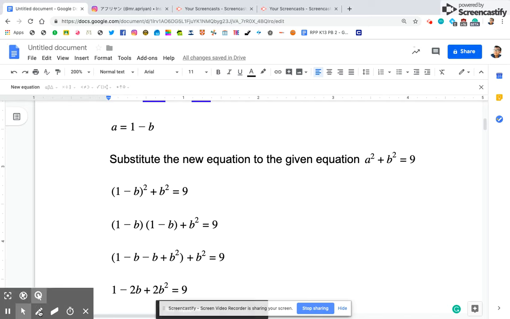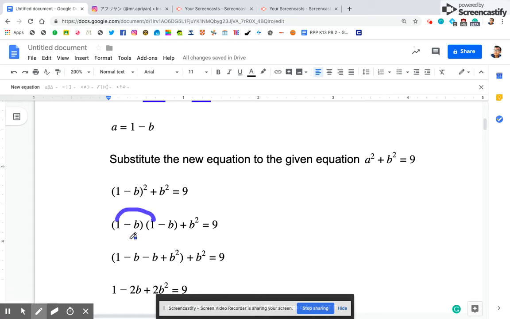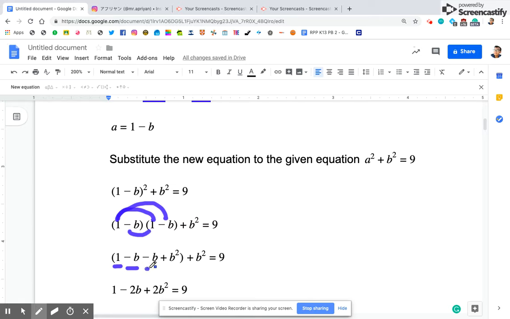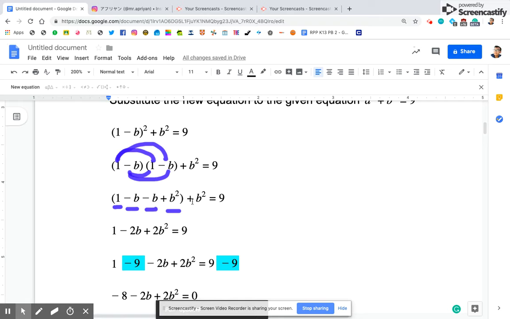Let's expand this. 1 times 1 is 1. 1 times negative b is negative b. Negative b times 1 is negative b. And negative b times negative b is b squared. Don't forget, we still have plus b squared equals 9 here. Now I'm going to simplify this equation. So 1 still remains as 1.